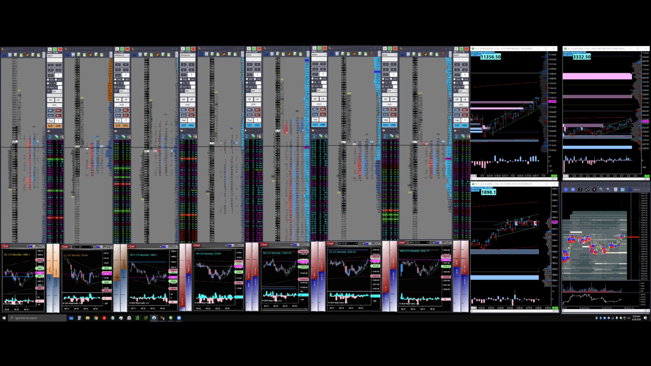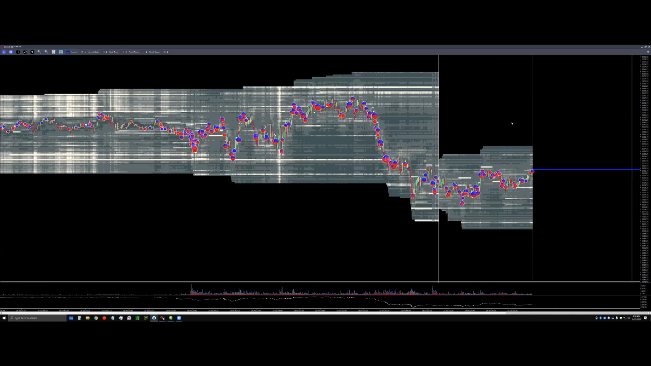First of all, some terms are probably useful. So let's bring up Jigsaw's Auction Vista heat map, and this particular one is for the ES. There's a lot of different settings I can use, and I'm not going to go into all that yet. I just want to give you a basic introduction to what this is.